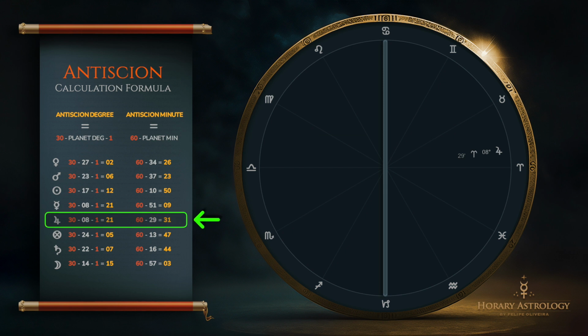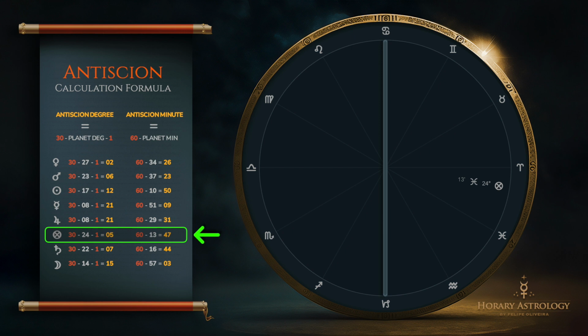Jupiter is at 8 degrees and 29 minutes of Aries. So its Antiscion will be 30 minus 8 minus 1, that's 21, and 60 minus 29, that's 31. Jupiter's Antiscion is at 21 degrees and 31 minutes of Virgo.